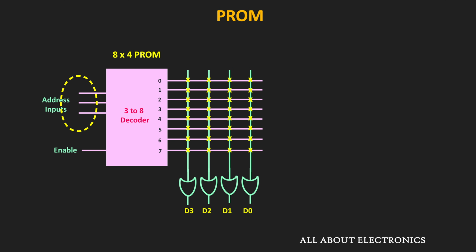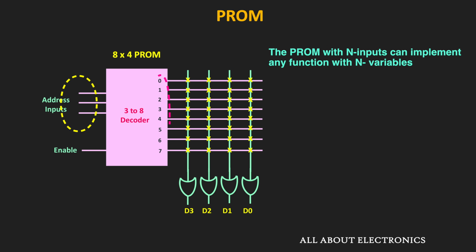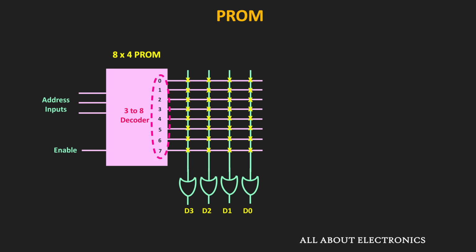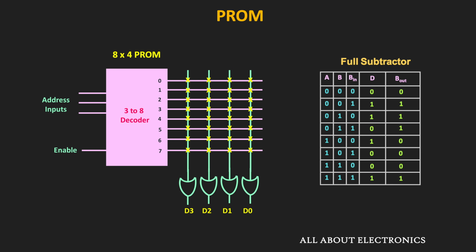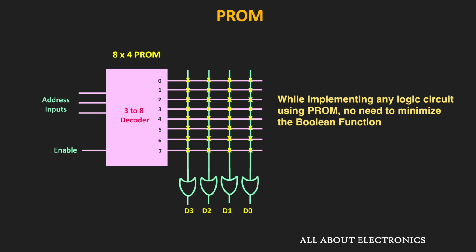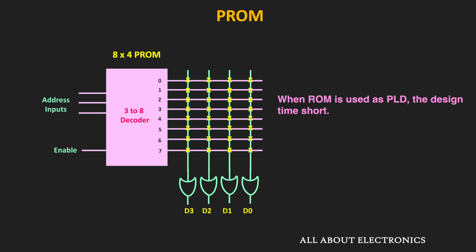In this PROM, for a given n number of inputs, since all the possible minterms are available, it is possible to implement any function of n variables. Since all the minterms are readily available, if we know the truth table of any logic circuit, then it can be easily implemented with this ROM. That means whenever we implement any logic circuit using the PROM, there is no need to minimize the Boolean function. Therefore, when the ROM is used as a programmable logic device, the design time for any given logic circuit is also short. That is one of the advantages of the ROM.